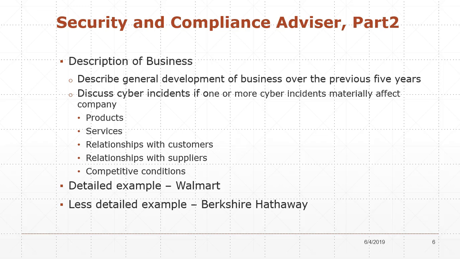In the book, there's a very detailed example of how Walmart reported their cybersecurity risks and framework in their 10K, and a less detailed example by Berkshire Hathaway. Neither one of them is right or wrong. Certainly, the more detail you provide, you have to be careful that you're not providing enough detail for somebody outside the company to use that detail to attack your company. But on the other hand, you don't want to have so little detail that it doesn't adequately describe the risks associated with that cybersecurity framework.